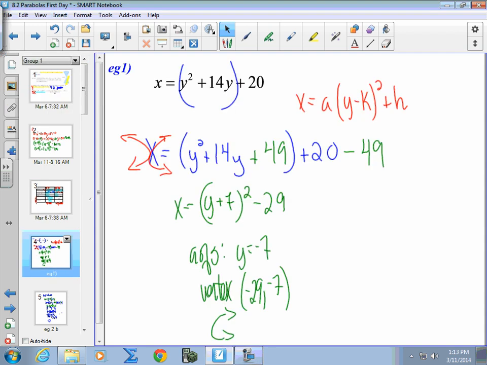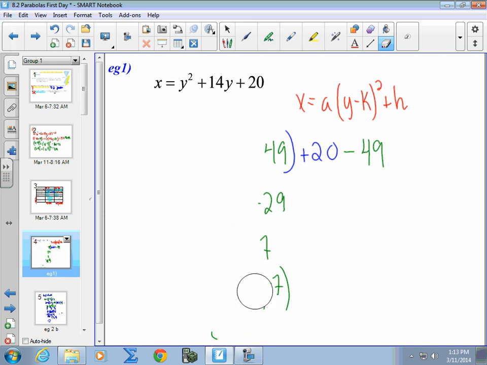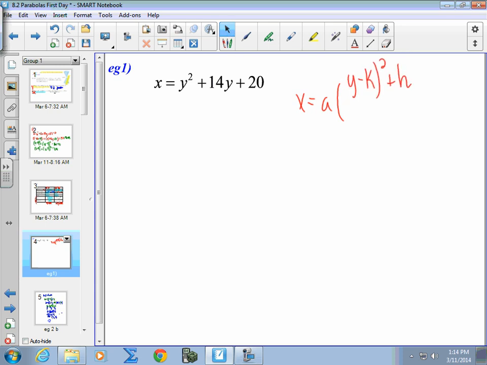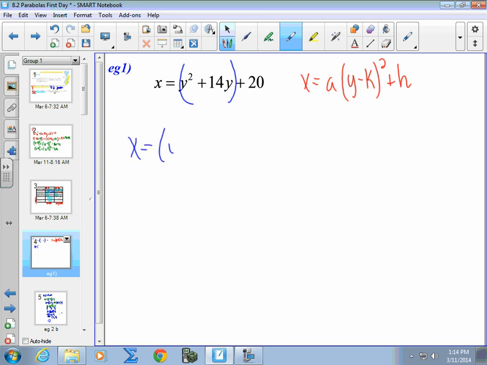So the first example that I have up here, you're asked to put the equation in vertex form. That is in the form x equals a times (y minus k) squared plus h. We want to put it in vertex form. Like I said, we've been doing this since chapter 6. We want to group the first two terms together. So you have x equals y squared plus 14y, and we're going to complete the square.